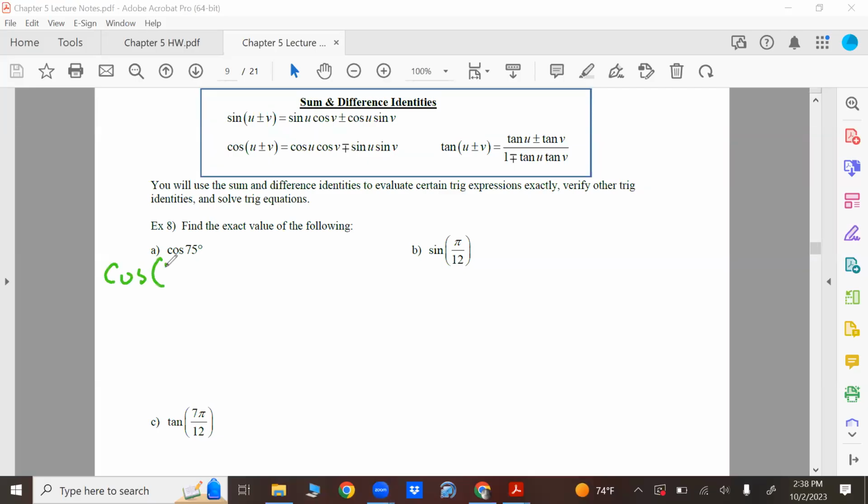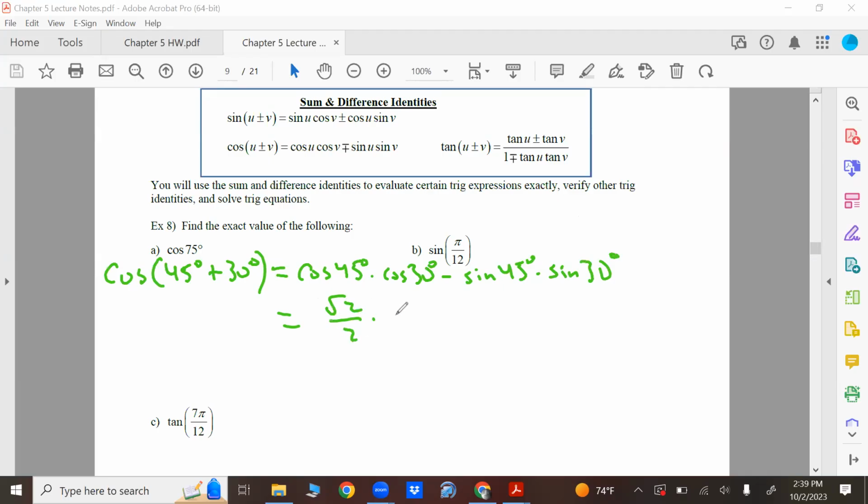Let's say it's cosine of 45 degrees plus 30 degrees, right? So what am I going to say then? It's going to be cosine of 45 degrees times cosine of 30 degrees minus sine of 45 degrees times sine of 30 degrees. Now I know this is in the first quadrant, so I expect the answer to be positive. Root 2 over 2 times root 3 over 2 minus root 2 over 2 times 1/2. Final answer is root 6 minus root 2 all over 4.